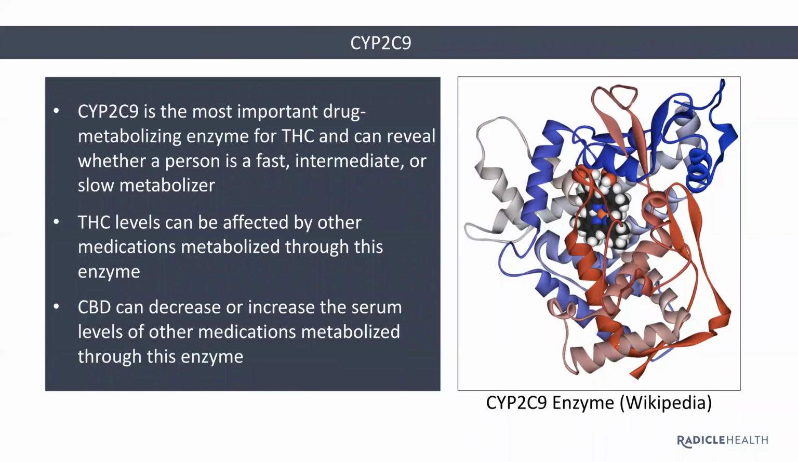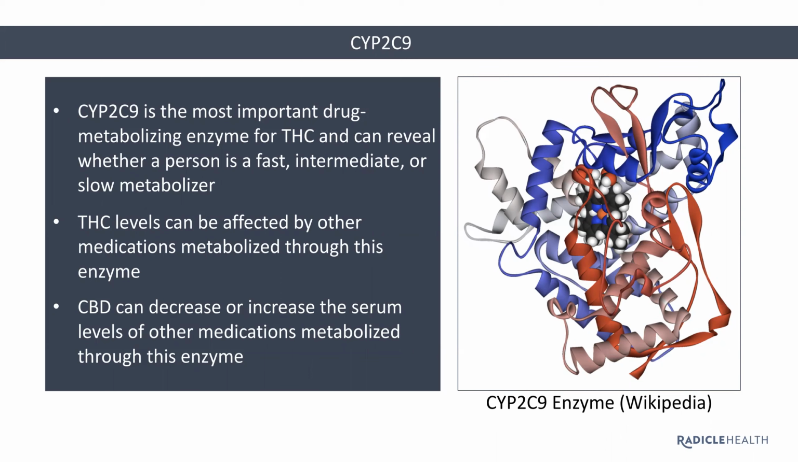With CYP2C9, it's the most important drug metabolizing enzyme for THC, and this can reveal whether a person is a fast, intermediate, or slow metabolizer. We also know that THC levels can be affected by other medications metabolized through this enzyme. And we know that CBD can decrease or increase the serum levels of other medications metabolized through this enzyme.